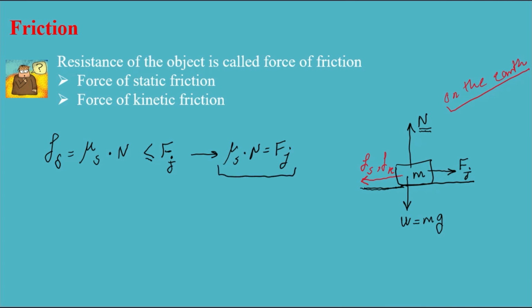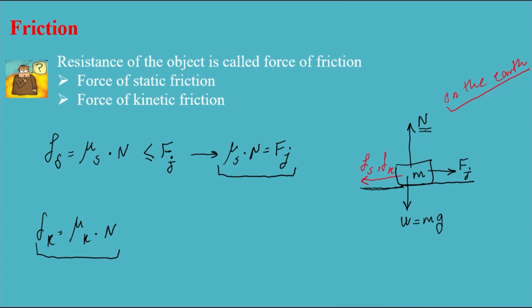So now let me talk about the force of kinetic friction. Now my object starts to move, right? Now I have a kinetic friction. So my kinetic friction Fk is equal to mu k times N. And this is the point my object starts moving.